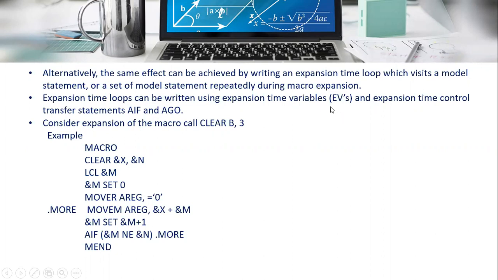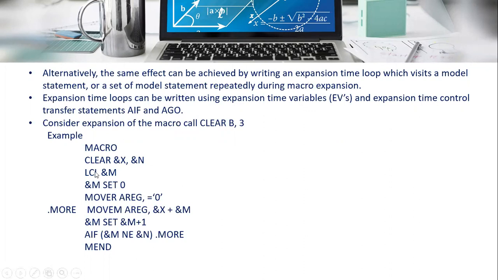Okay, the expansion variable we have already discussed. Now we can use that expansion variable during the expansion time loop, and the expansion time control transfer statements, that is nothing but the AIF or AGO. According to the specific condition, we need to implement the particular loop. Okay, you are familiar with that particular situation.